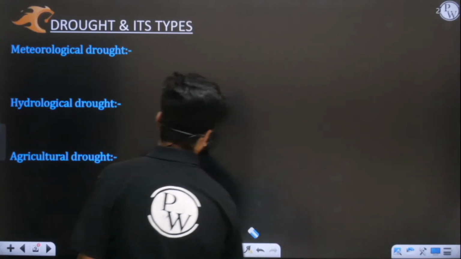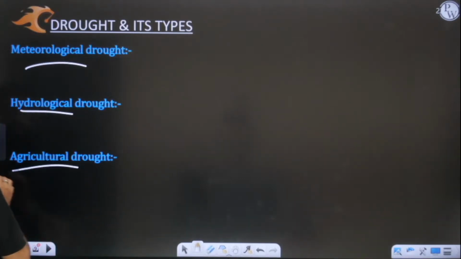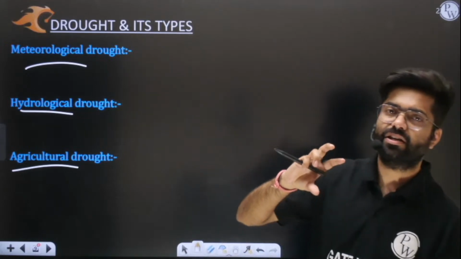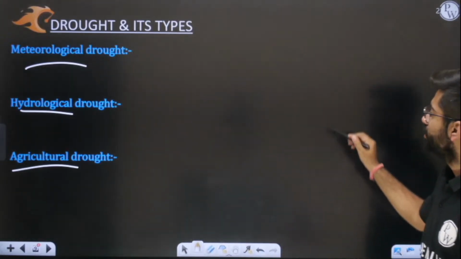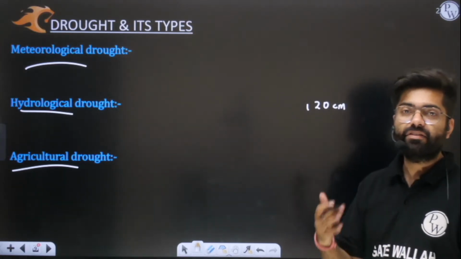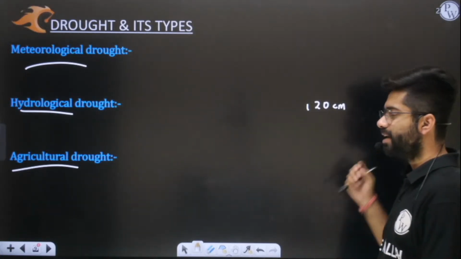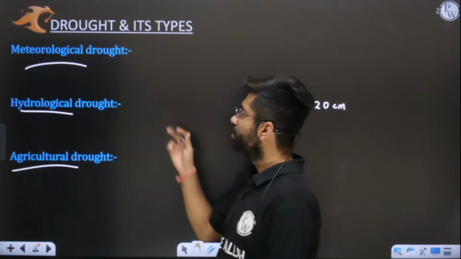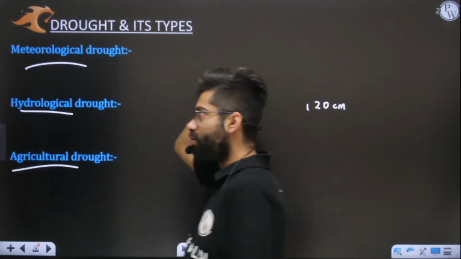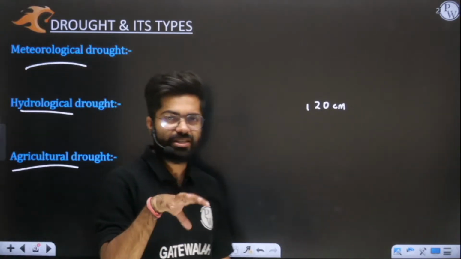First is meteorological drought, second is hydrological drought, third is agricultural drought. What is the difference between these three? See, meteorological drought means simply climatologically, I told you that in India average rainfall is 120 centimeter, and if in any given year the value of rainfall is very much less than this average value, then I will say that climatologically or meteorologically drought has occurred in this year. Yes or no? So I hope meteorological drought is clear to you. I will write here the definition, but basically meteorological drought is measured every year.